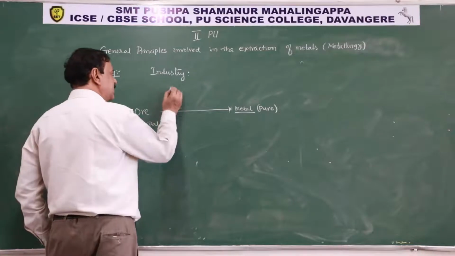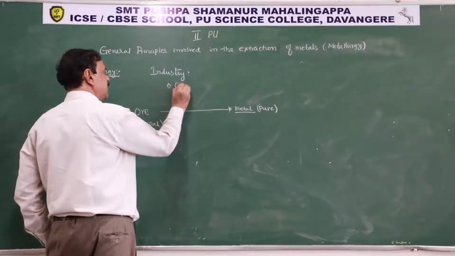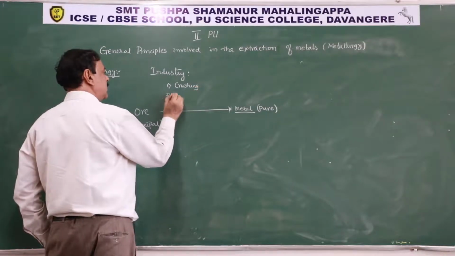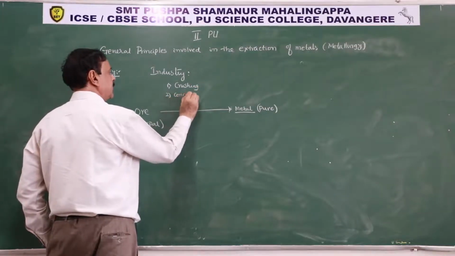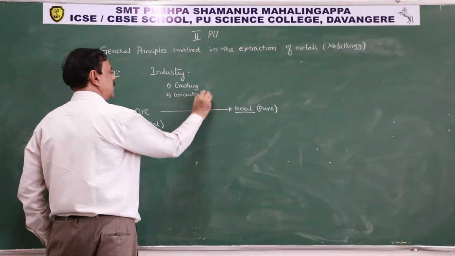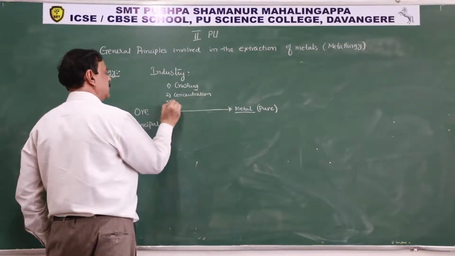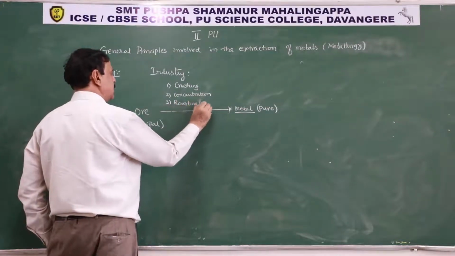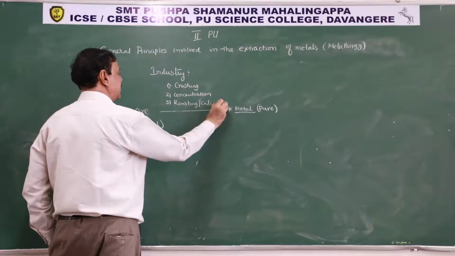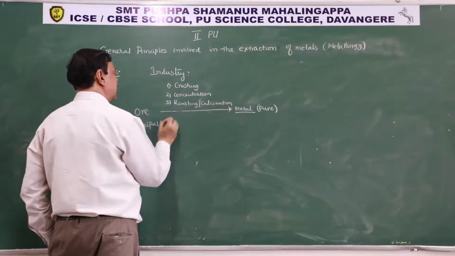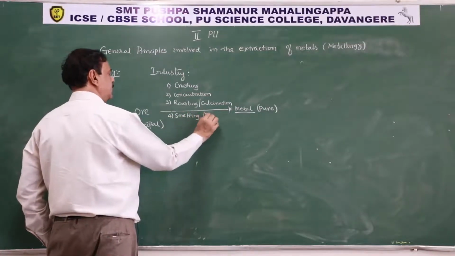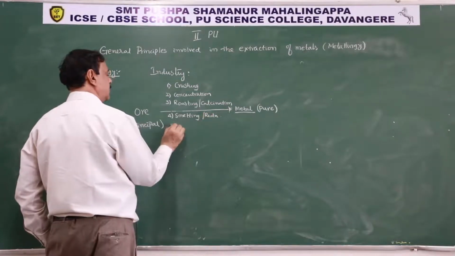Now the technology used: there is a crushing operation, crushing and concentration, roasting or calcination, smelting, a reduction method, and refining.